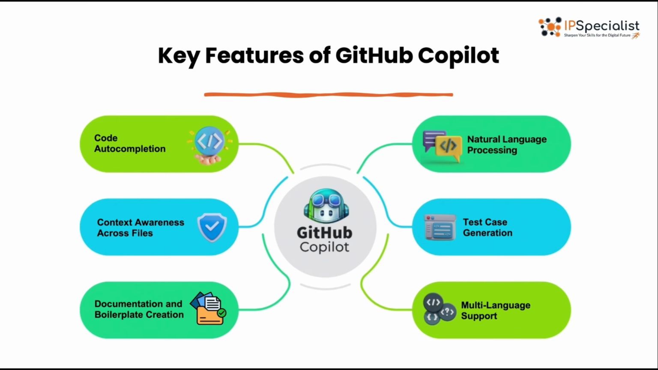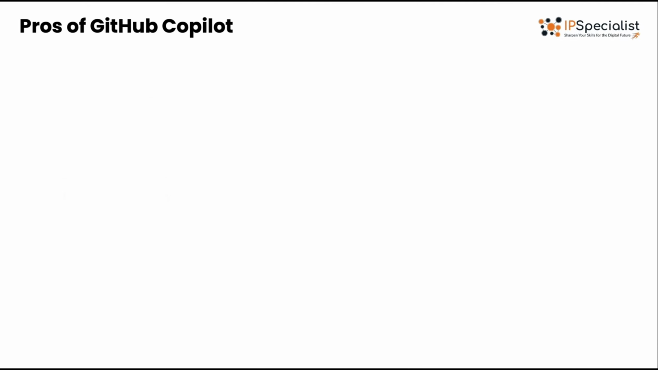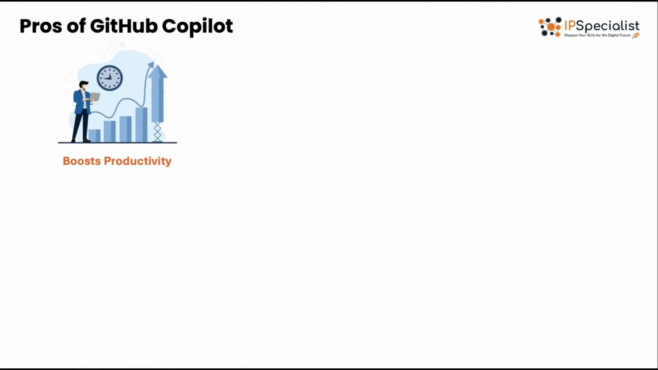Alright, moving on. Like any powerful tool, GitHub Copilot comes with both strengths and limitations. Understanding these will help us use it wisely and responsibly. Let's break it down into the pros and cons. First, it boosts productivity. Copilot can suggest snippets and even full functions, which means you're writing less code manually and moving faster. Second, it reduces boilerplate.